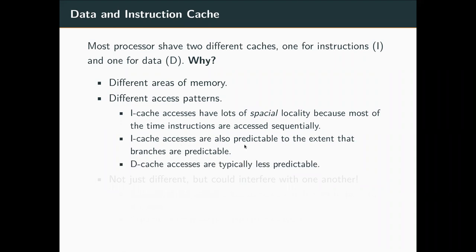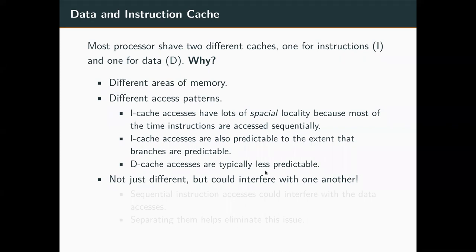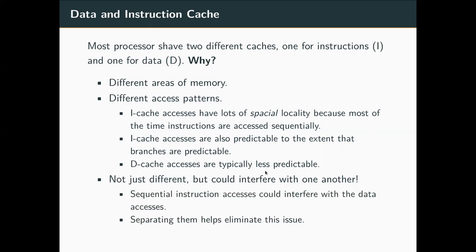However, data cache accesses are typically less predictable, because applications are unpredictable in general. Especially nowadays, where we have everything allocated in the heap because we can, this is even more the case. And this goes to a comment I think Amelia made, that they could interfere with each other. They can contend for the same bit of cache, and that's not good. Our sequential instruction accesses could interfere with our data accesses and vice versa. And giving them their own sandbox to play in will help alleviate that issue. Okay, any questions?